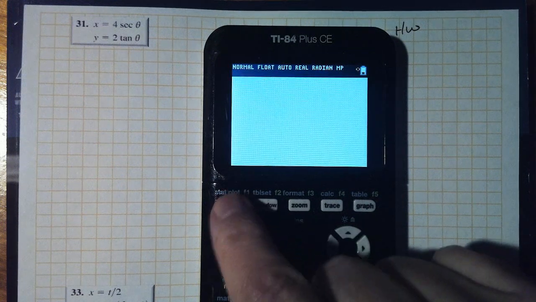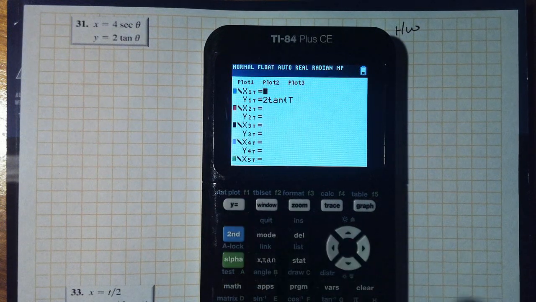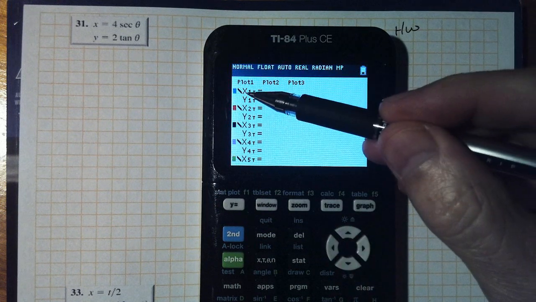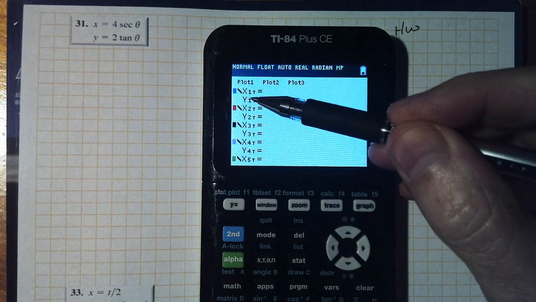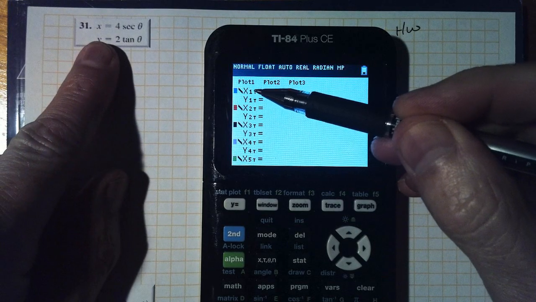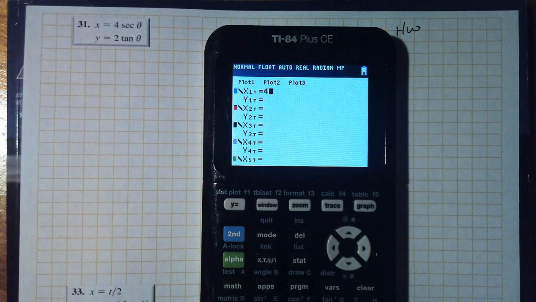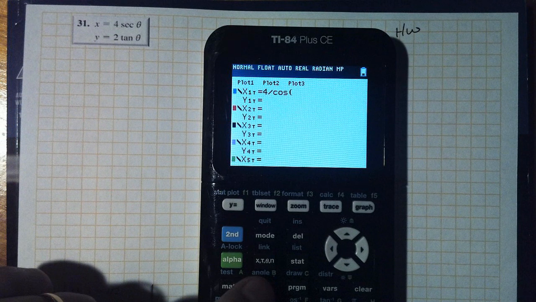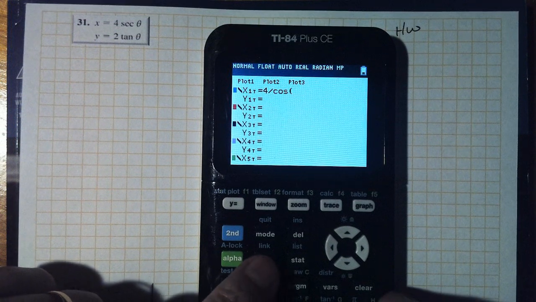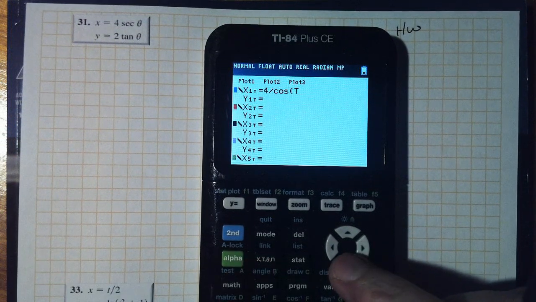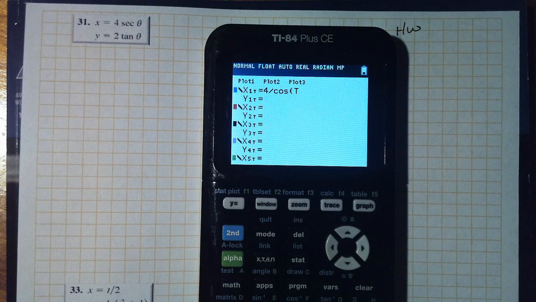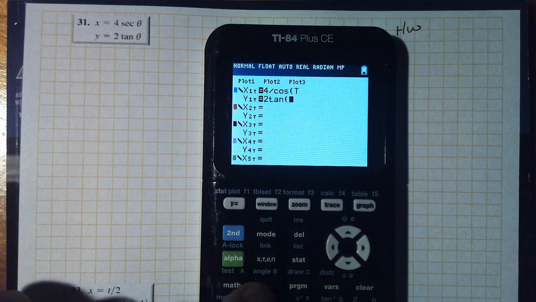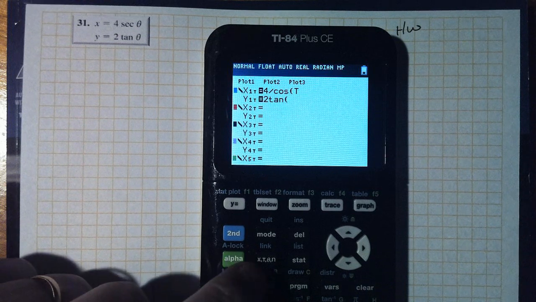And now when I go into y equals, I already had those entered, so I'm going to clear those out. You'll see we have an x1, y1. That's like the first graph. So that would be like our x equals 4 secant. So that is 4, as we know, divided by cosine. And when I hit the x button here, it actually puts in a t, because typically in parametrics we're dealing with time. And then 2 tangent of t.